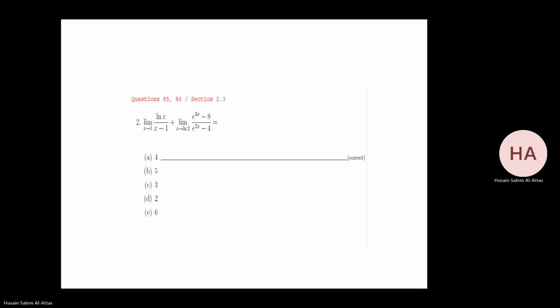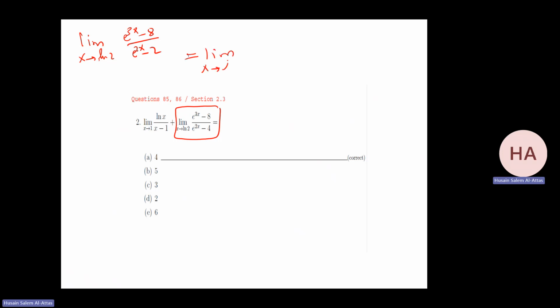Okay. This is the last one in this video. We have two problems here. This one is just factoring. So let me do it here. If x goes to ln 2, not 0, e to the power 3x minus 8 over e to the power 2x minus 4. You always need to check for 0 over 0. Now this one, it will be the limit as x goes to ln 2.